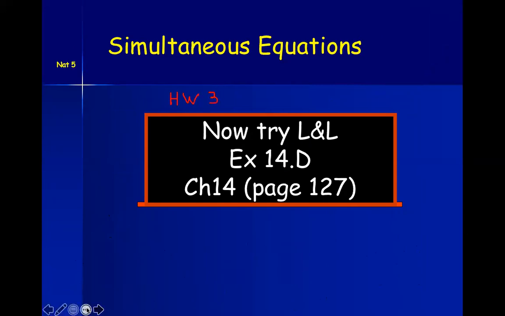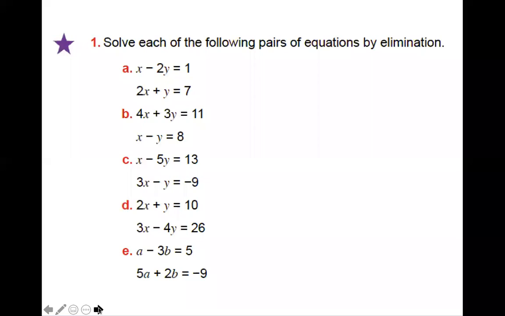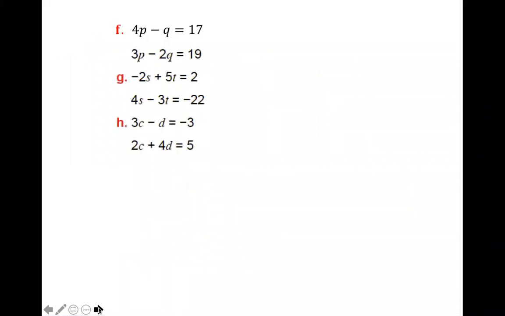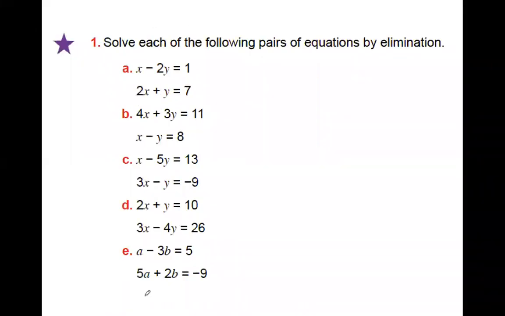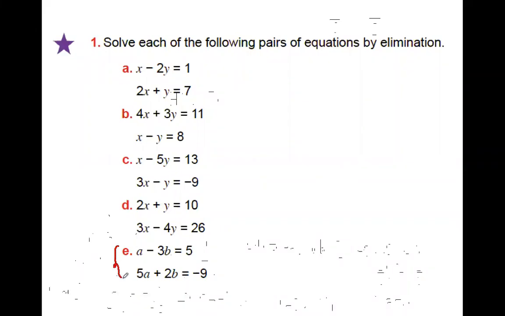But simultaneous equations, it's just more equations. But let's see here. How many have I got? Yeah, so I've got 3 on that side. Again, I'm going to try E. We're going to work on E together. So we need to decide what we want to eliminate.